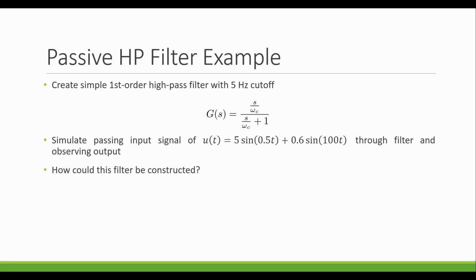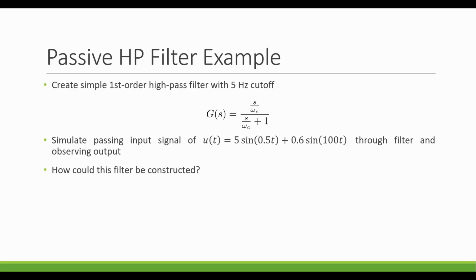Now let's look at the design for a first-order passive high-pass filter. So we're going to be designing our filter to have a different transfer function. As we see here, this G(s) is kind of the standard transfer function for a high-pass filter. Notice, in contrast to the previous example where we had a 1 in the numerator for the low pass, here we have s over omega c in the numerator. And we're going to see when we make the Bode diagram that this is indeed a high-pass filter.